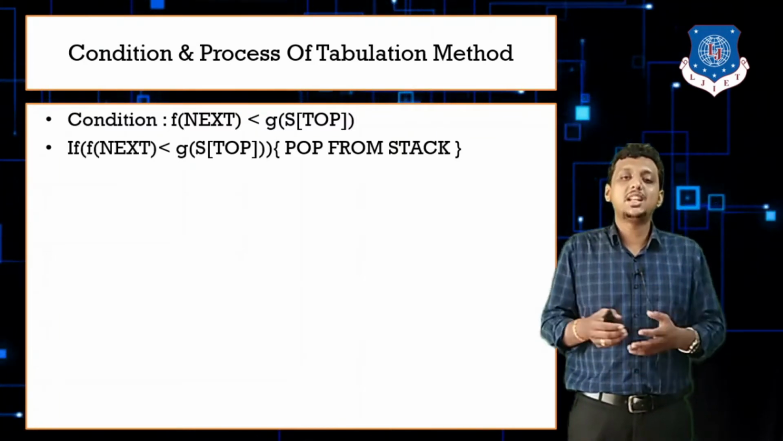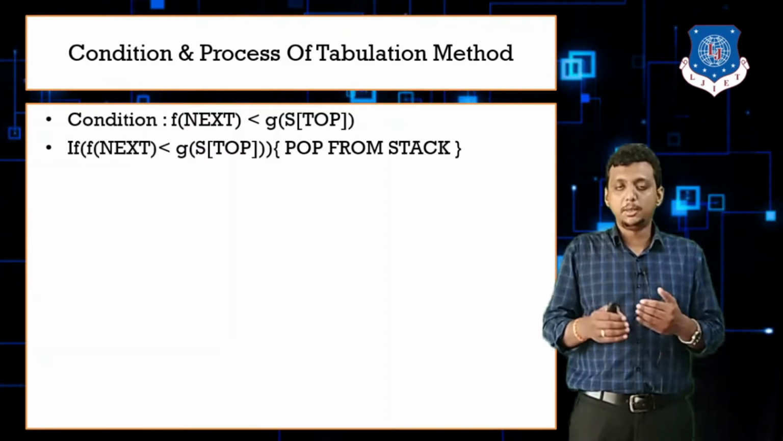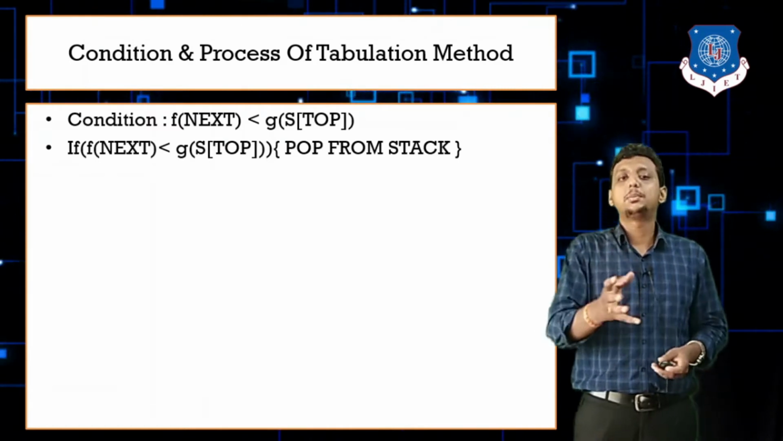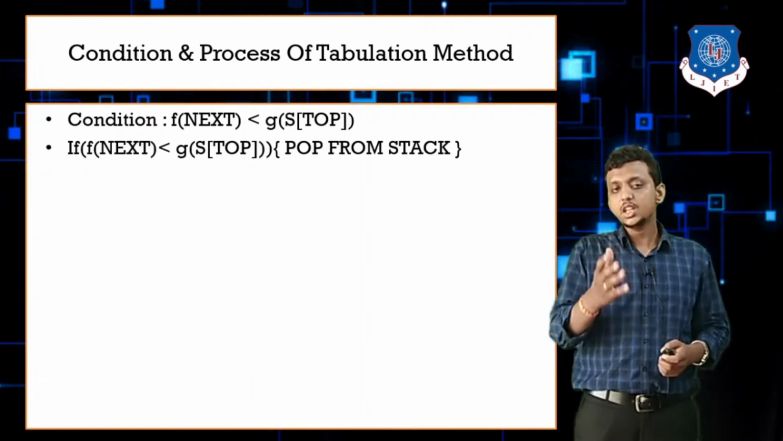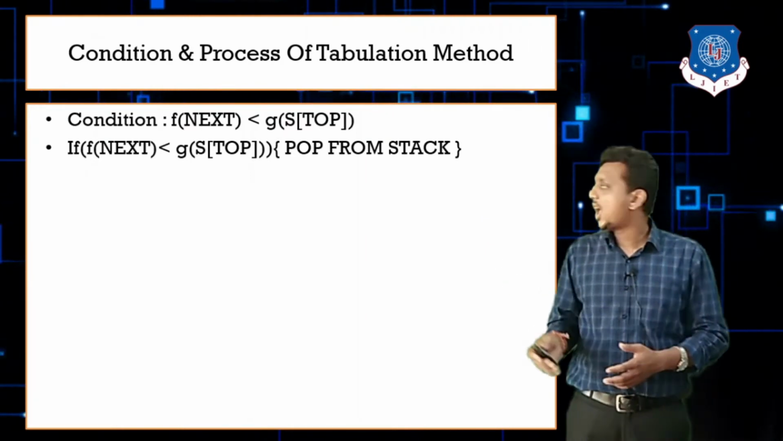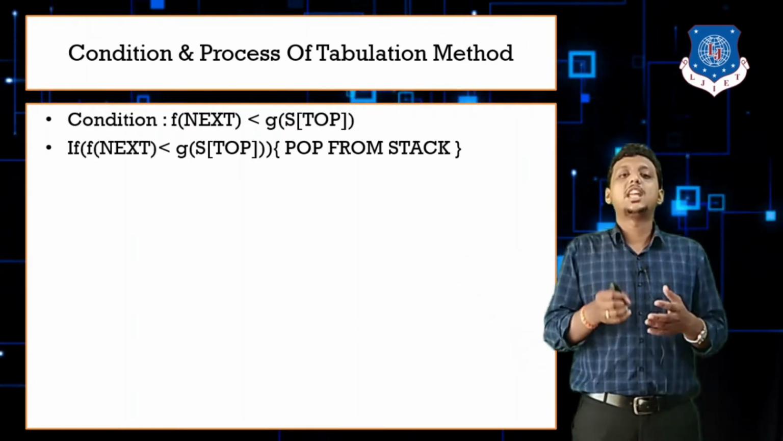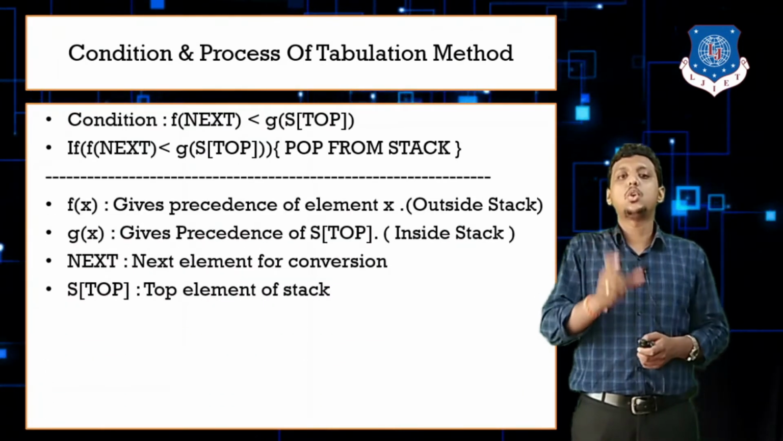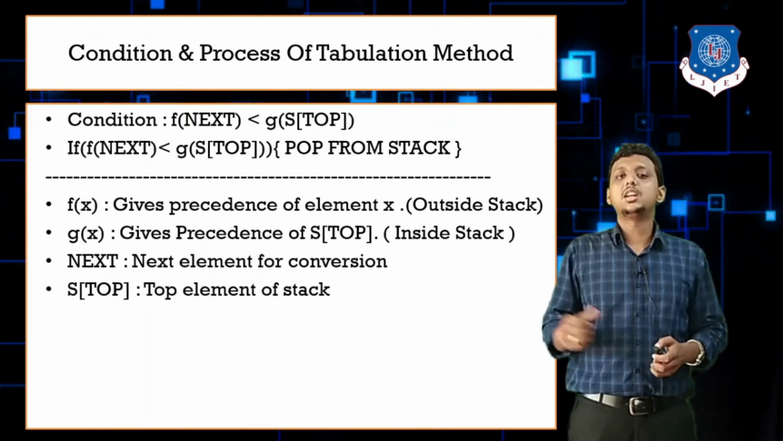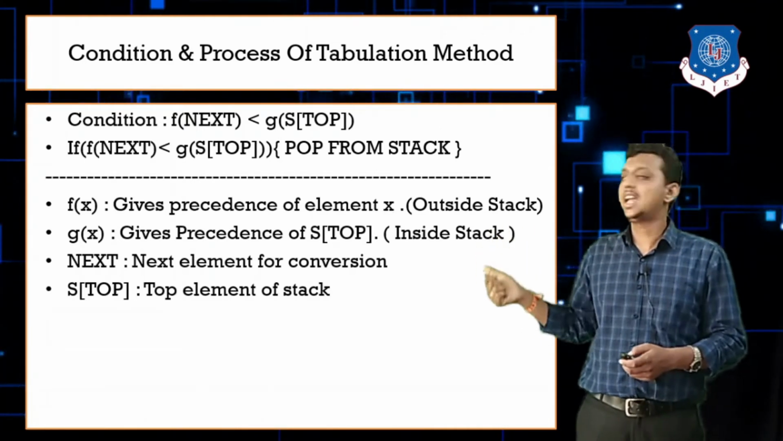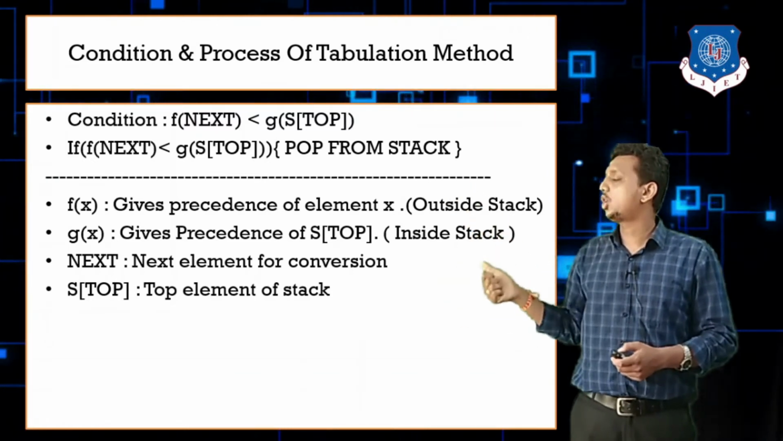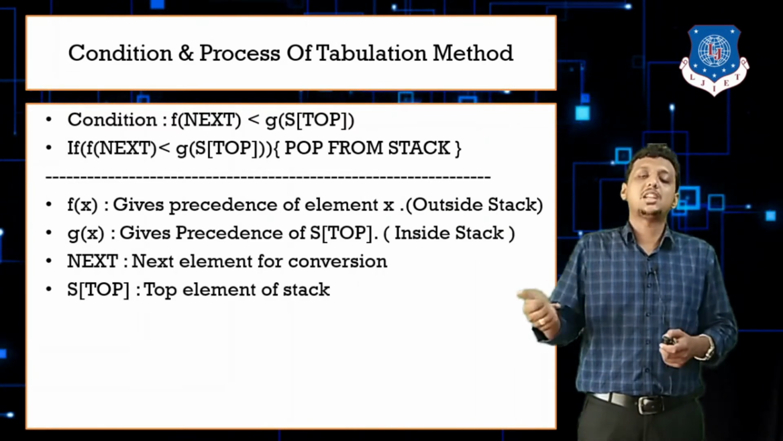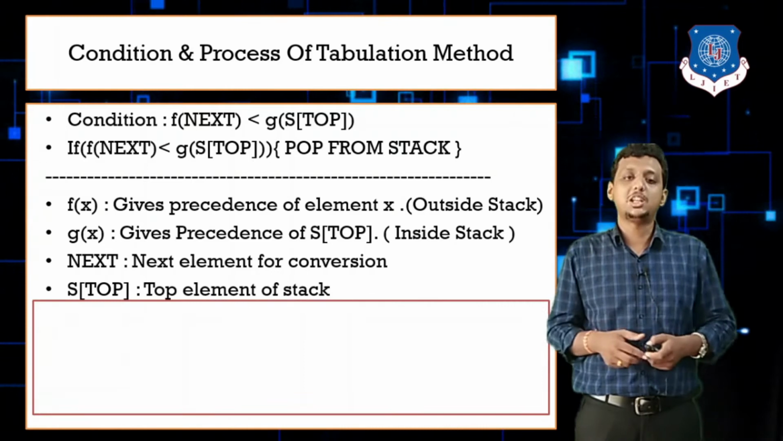F is for the precedence in the character scan column, and g shows the precedence inside the stack column. So here the condition is: if f of next is less than g of s of top, then you need to do a pop operation. Else you just need to apply a push. Here f of next represents the precedence of the element outside the stack, g of s of top represents the precedence of the element inside the stack, next is the next element for the conversion, and s of top is the topmost element of the stack.